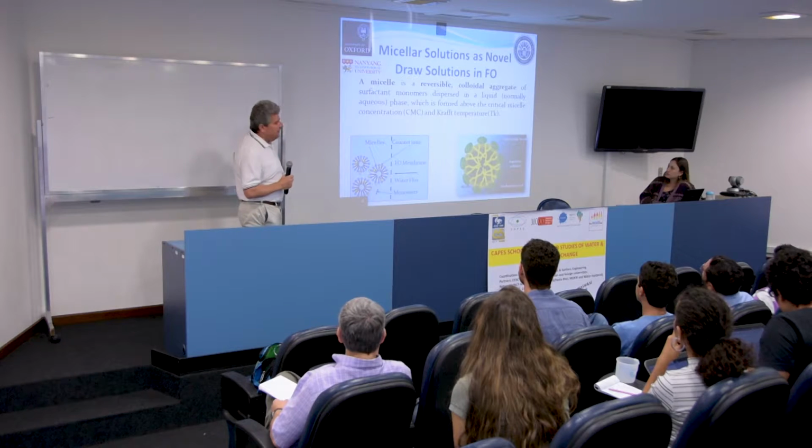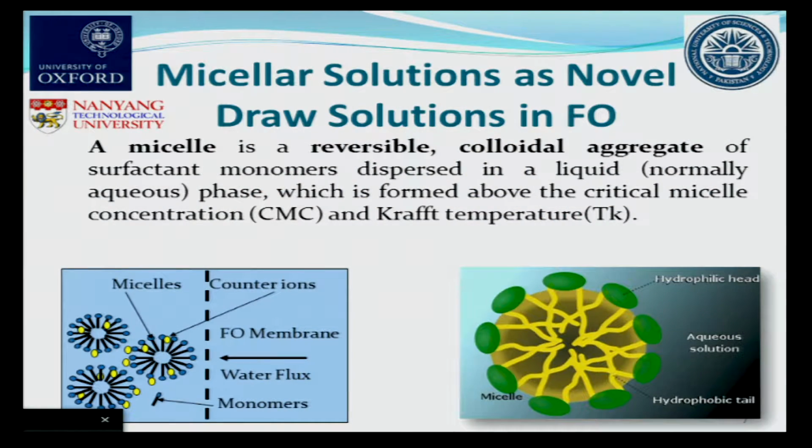So a micelle is a reversible colloidal aggregate. It's made from surfactant monomers. So each one of these is a monomer. It's a single molecule which comes together to form a micelle, and it's usually dispersed in a liquid phase. So normally this phase, the outside phase, is water. It's aqueous.